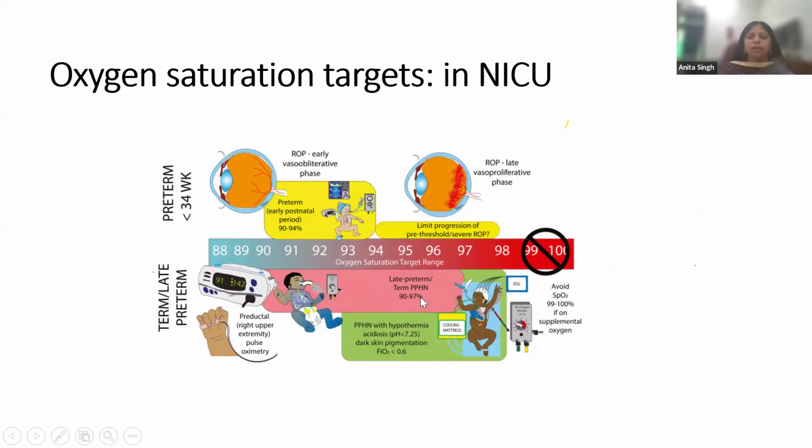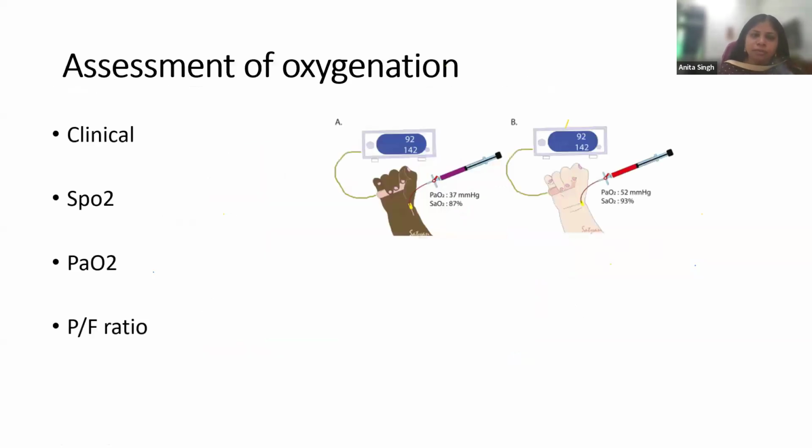Whenever a baby has persistent pulmonary hypertension, the oxygen saturation should be targeted towards the higher side and can be targeted up to 97%. So this is about the oxygen saturation targets. One should always avoid hyperoxemia, more than 98%, in routine neonatal care or even in the delivery room.